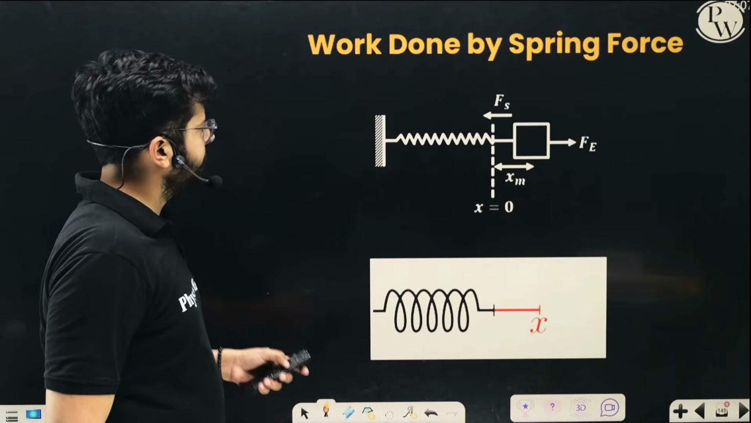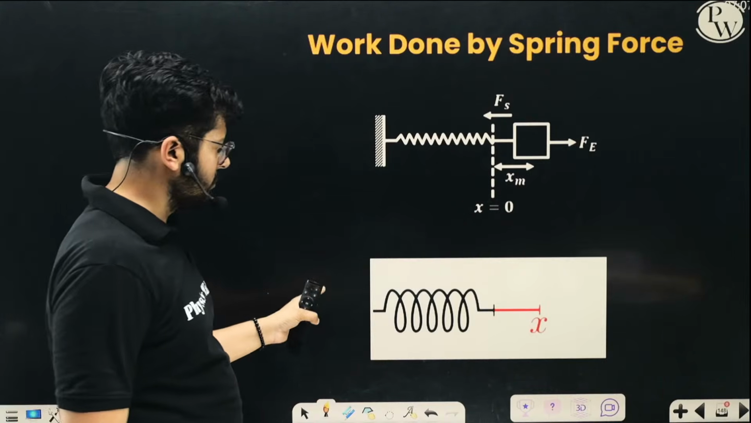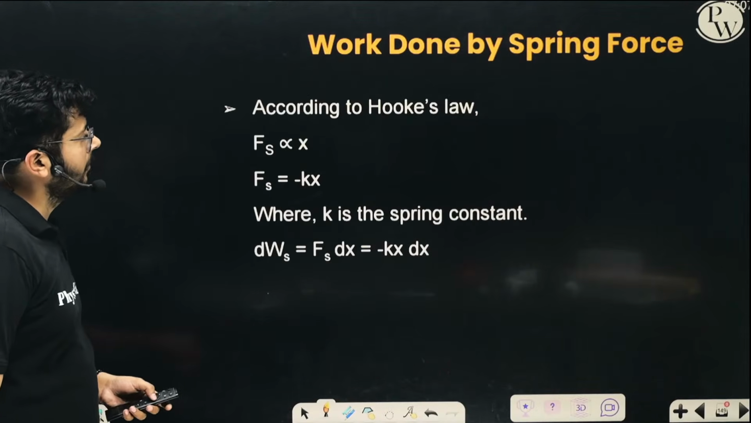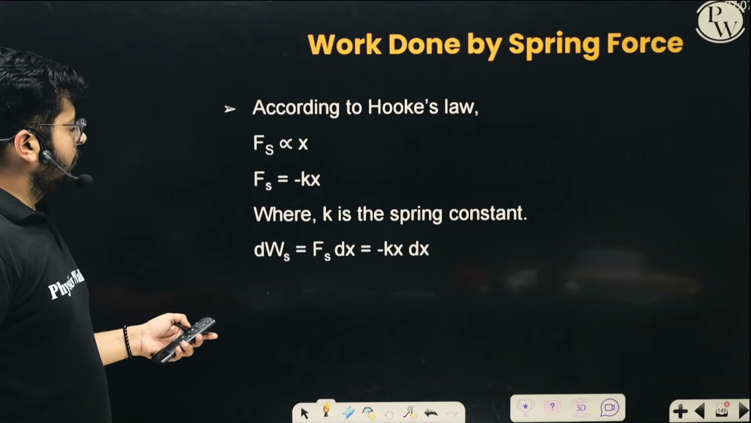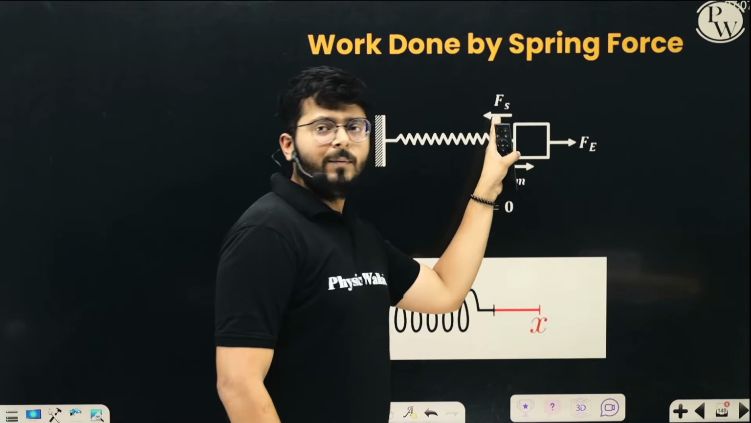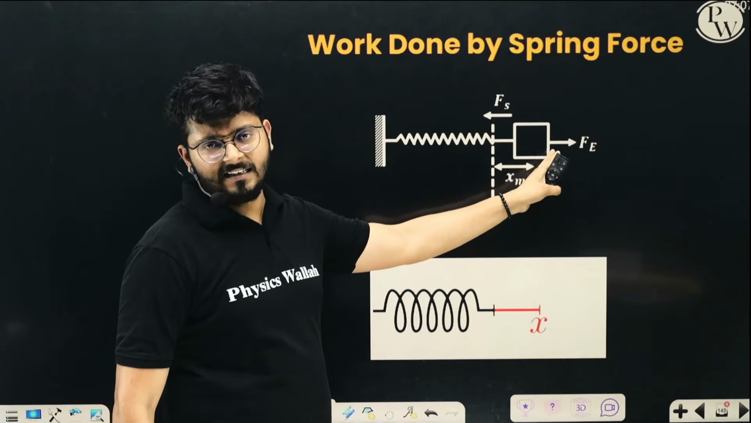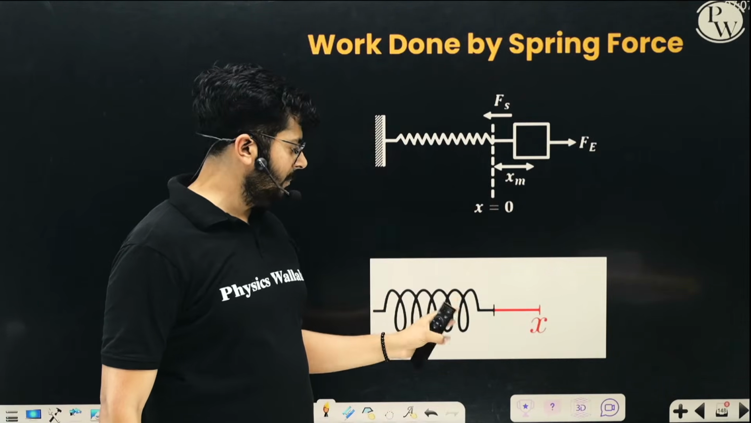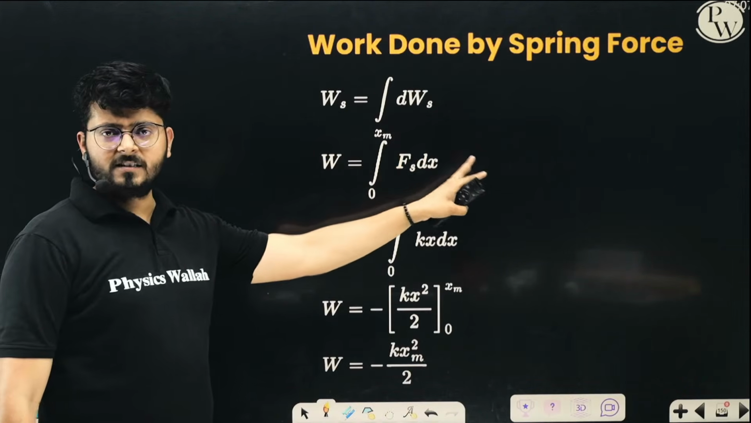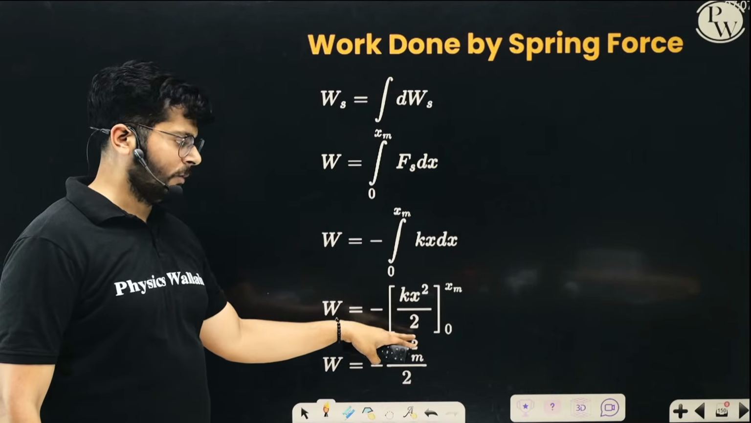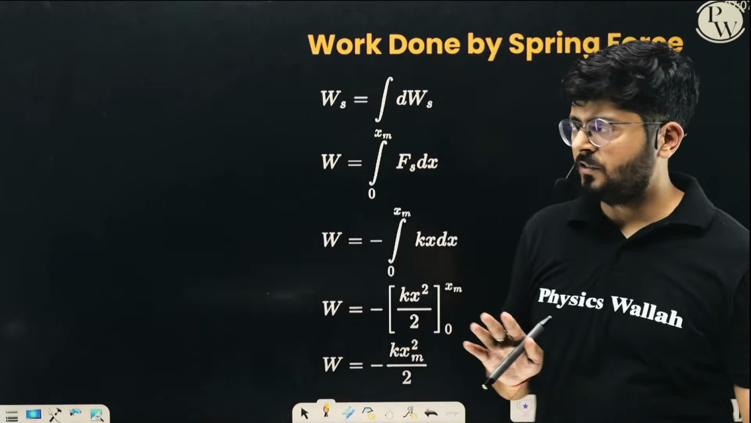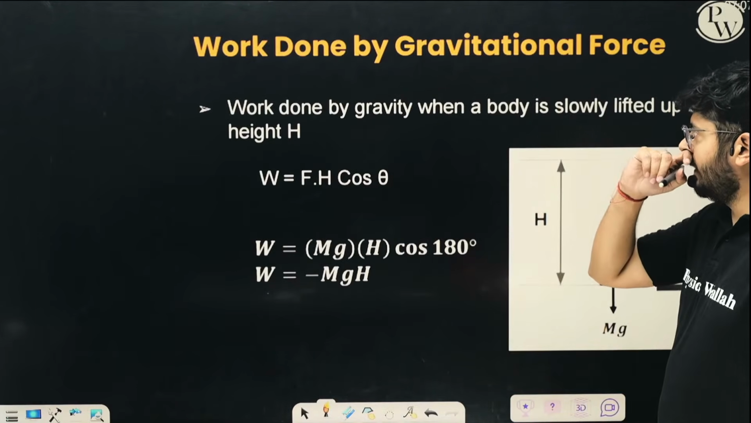Let's keep on moving. Work done by the spring force. How much force is there applied by the spring? If you are displacing it by the x displacement, the restoring force will be kx, right? And the work done by the spring force is going to be the integration of kx into dx. If you integrate kx, it will be kx square by 2, or half kx square. This is the work done by the spring, and that will be stored in the potential energy of the spring, right? We will talk about that part.